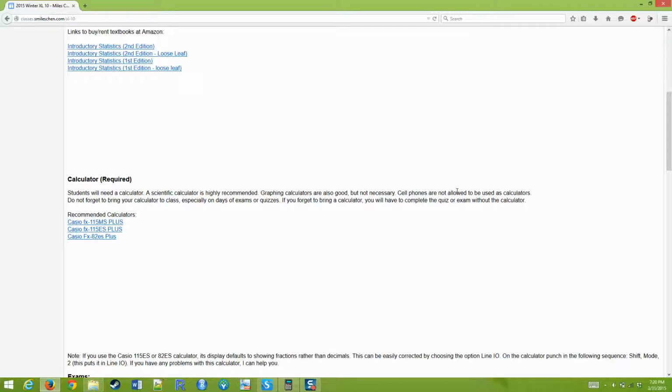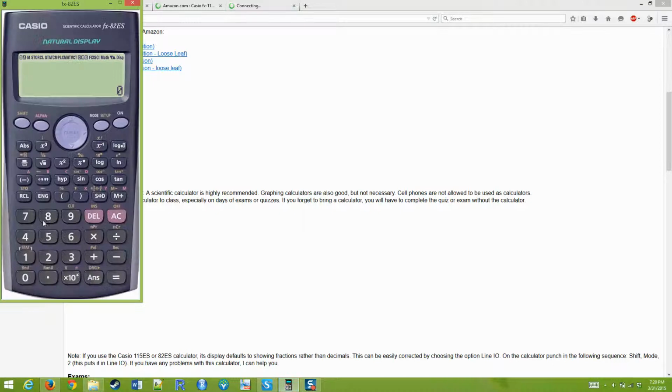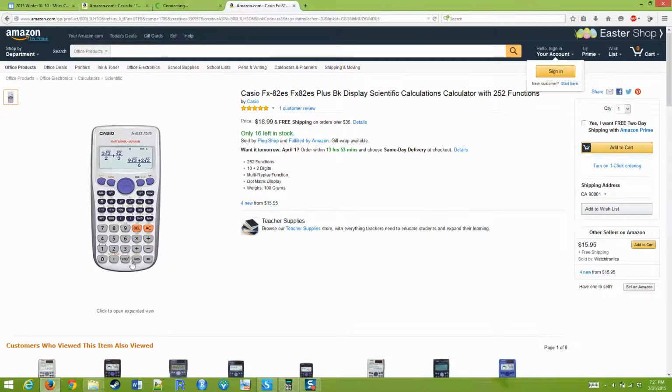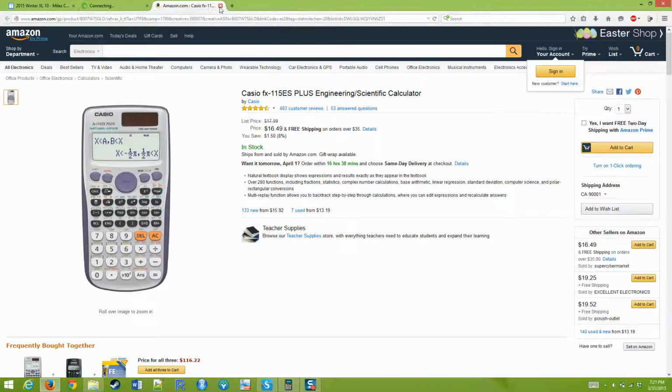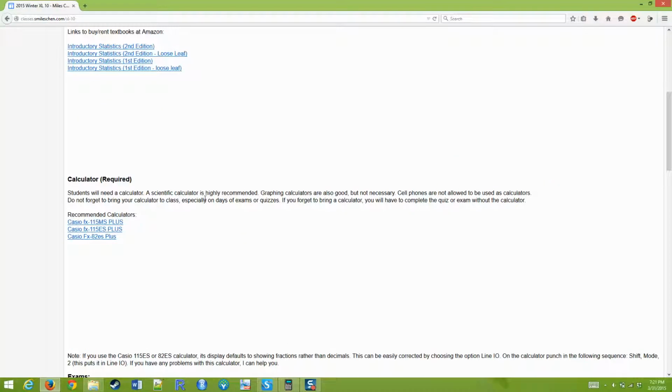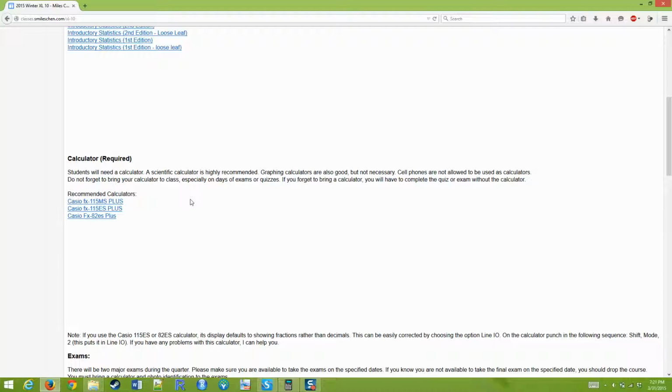Again, I have links to the calculators that I like. You are not required to get these calculators, but these are the ones I like, and they are the ones I will be using in class. When I do work on the calculator, you'll see it on the screen as such, so you can follow along yourself. You know, 19 bucks, 16 bucks, 16.50, some things in that range, okay? Get yourself a calculator, please.